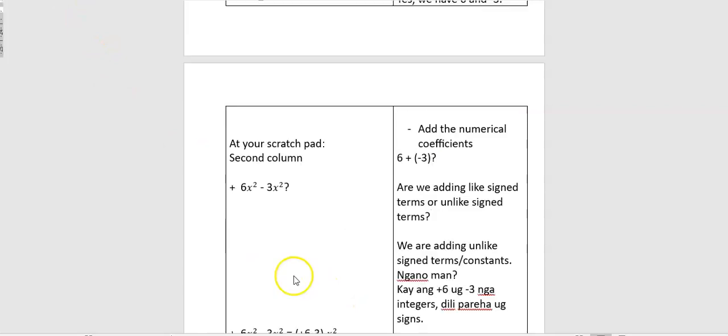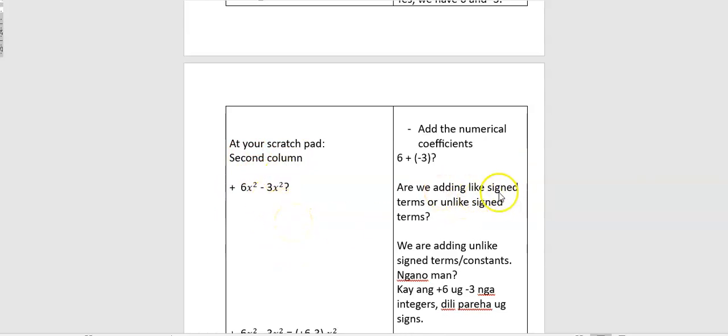Unya, we all know that any variable factor multiplied by 0 is equal to 0. So, x cubed minus x cubed, makancel out na siya. 0 na siya, ha? So, tanawa, pariha ang first term ug second term. Imong gi-minus ang duha ka pareho nga term. So, 0 gyud na siya. No? So, makancel out. At your scratch pad, second column, so we have positive 6x squared, negative 3x squared.